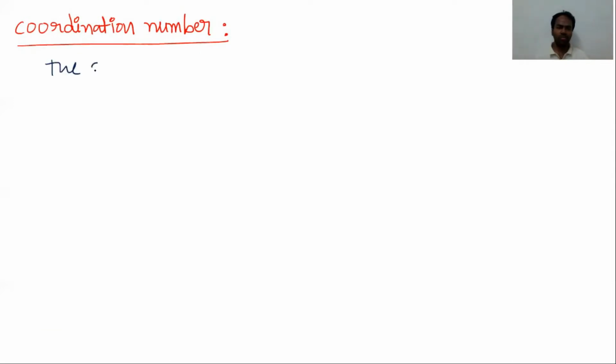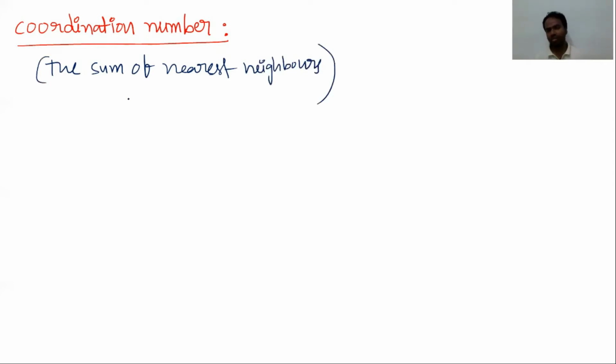The sum of nearest or closest neighbors of an atom in a unit cell, that is called coordination number. The sum of nearest neighboring lattice points of a particular atom or lattice point in a unit cell is called coordination number. Now, how can we derive the coordination number for the three unit cells present in the cubic crystal system, that are PC, FCC and BCC.